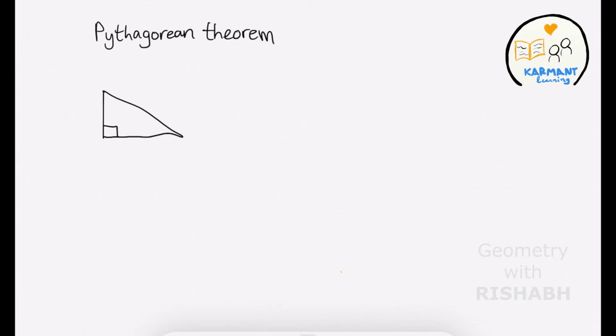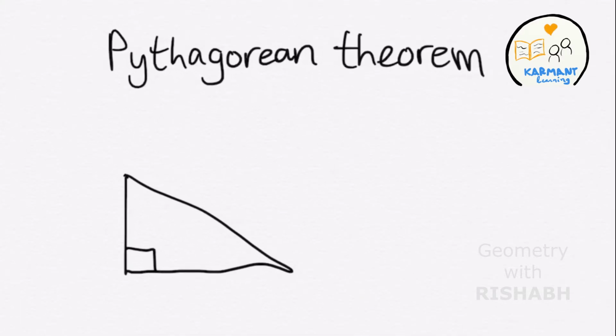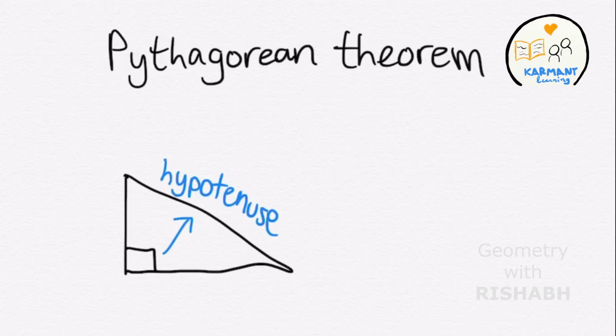The Pythagorean Theorem is based on right triangles. The sides of a triangle are given special names in the case of a right triangle. The longest side, opposite the right angle, is the hypotenuse, and the other two sides are known as legs.